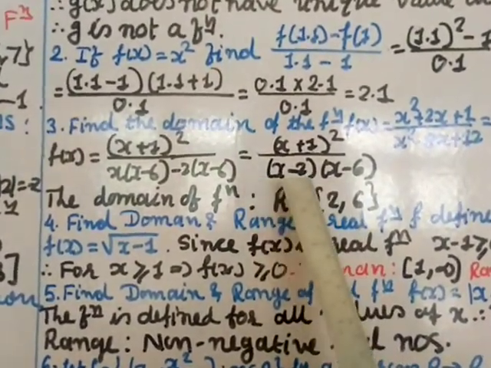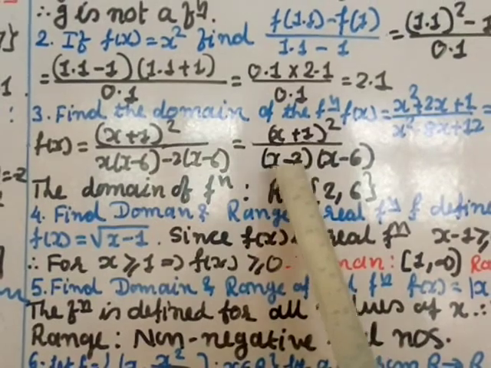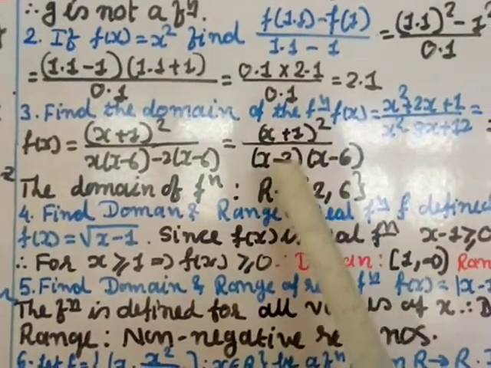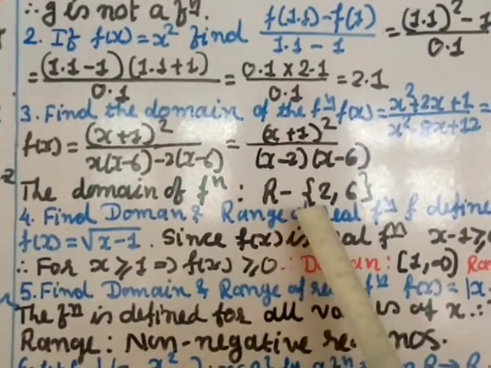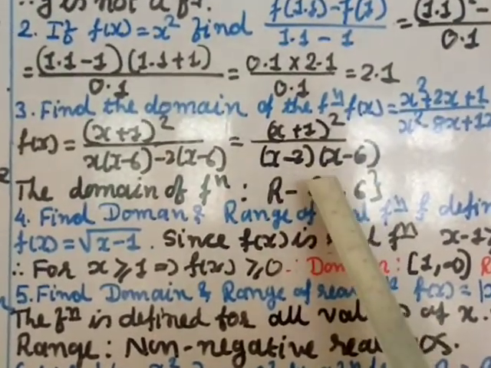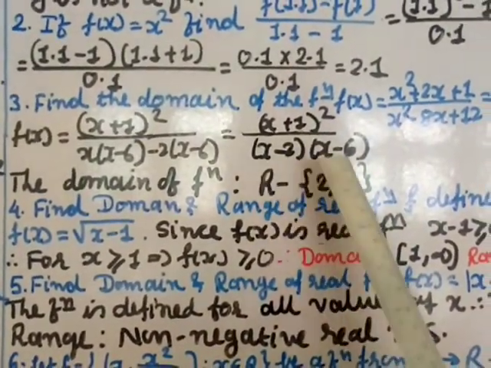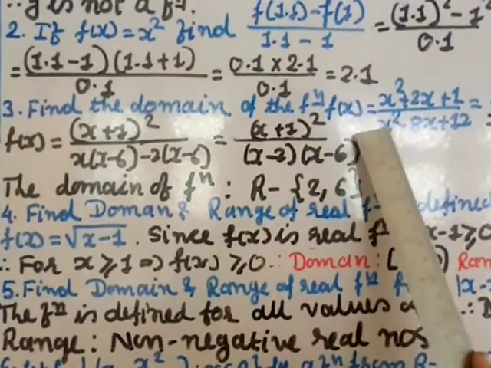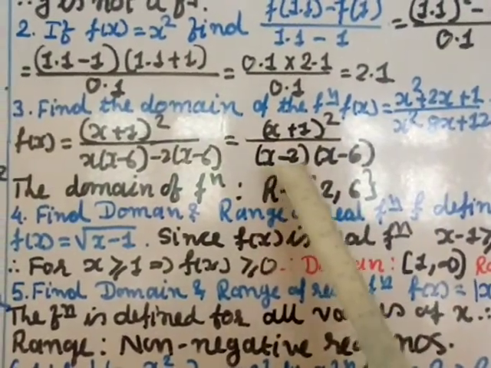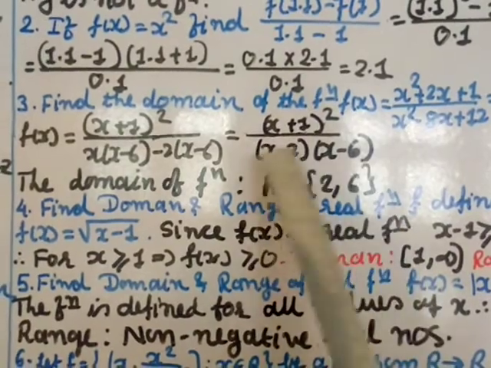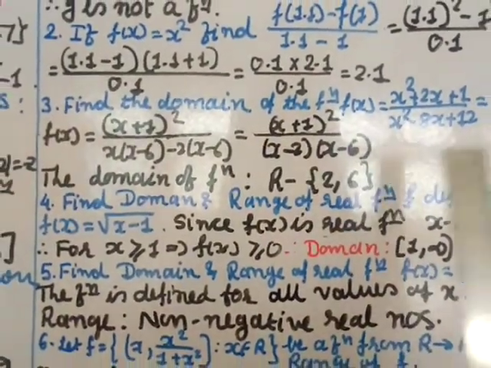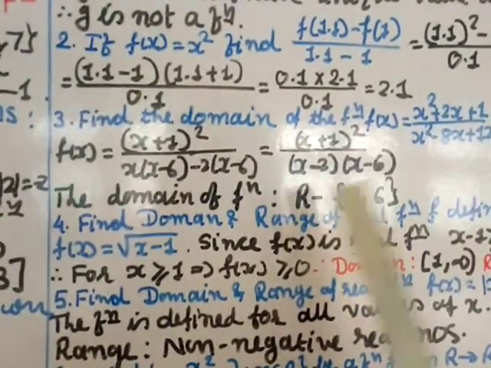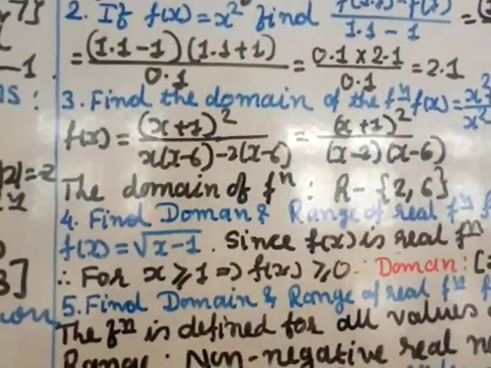So here x minus 2. If I put x value as 2, 2 minus 2 is 0, and anything divided by 0 is undefined. So one value of x is 2. And for the other value, if I put 6, 6 minus 6 is 0, so again this will be undefined. So for x equal to 2 and 6, this denominator becomes 0 and the value of f(x) will be undefined. Therefore I cannot take the values which make this 0, that is 2 and 6.